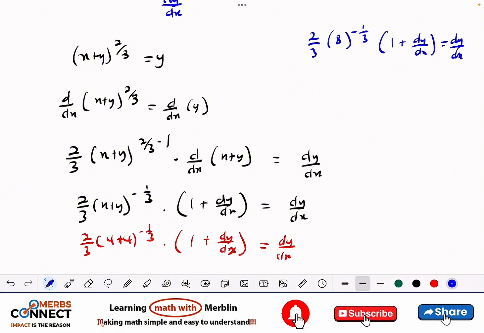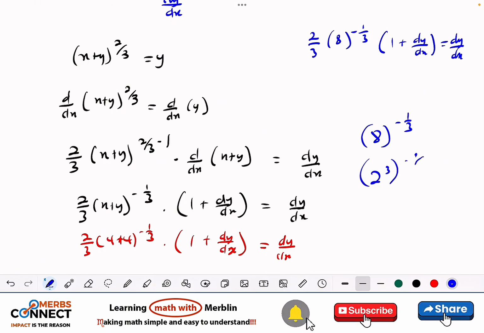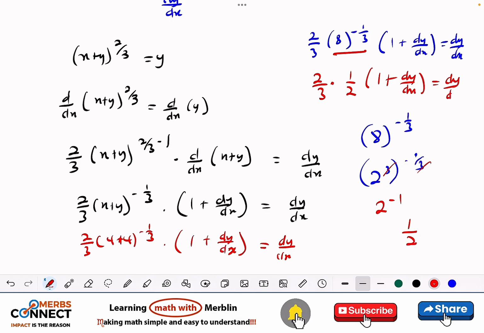Now, what is 8 to the power minus 1 over 3? Now, this one can be written as 8 can be written as 2 to the power 3, right? Times this 1 over this. So the 3 will cancel the 3. So this is going to be left with 2 to the power minus 1. And 2 to the power minus 1 is also the same as 1 over 2. So it means that this guy here is going to give us 2 over 3 times 1 over 2 and 1 plus dy over dx, which is equal to dy over dx. Good. So that's how the simplification is going to be.